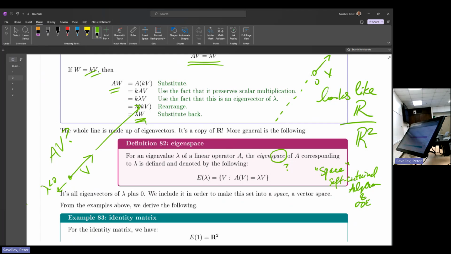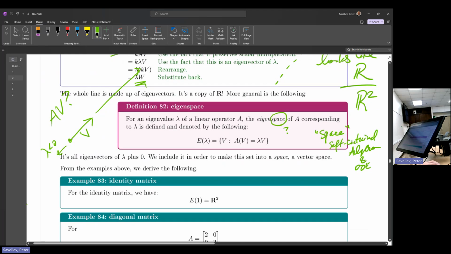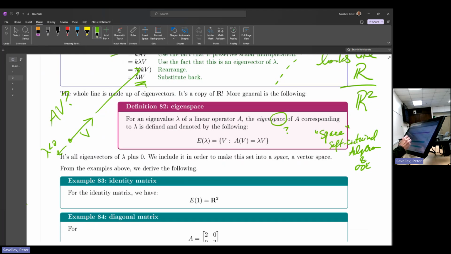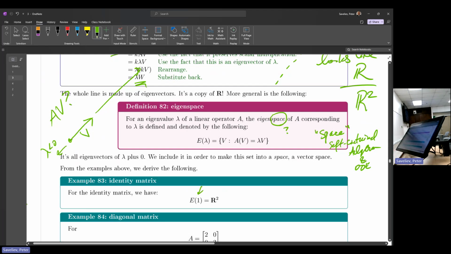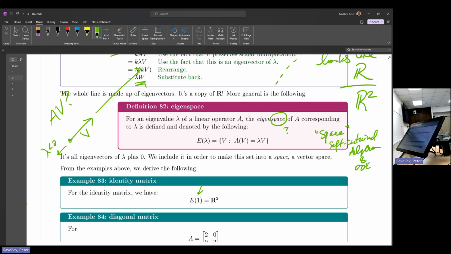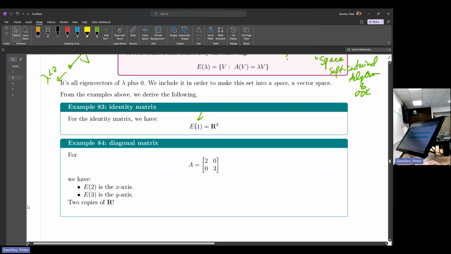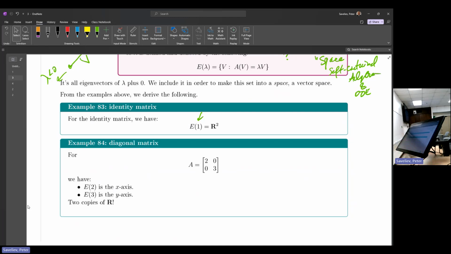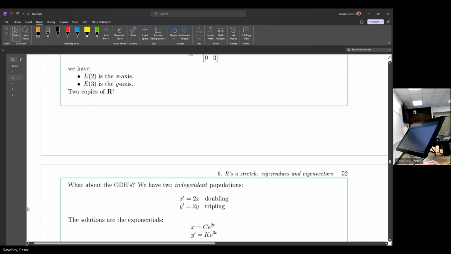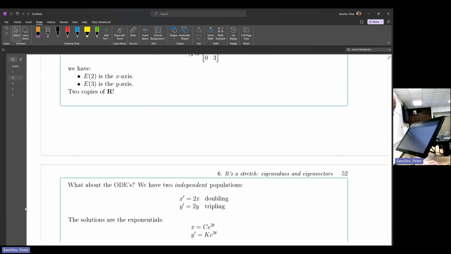within that space. Once again, if you have the identity matrix, the only eigenvalue is one, and then every vector is an eigenvector, so the eigenspace is the whole plane. Every vector, nothing happens to it. For the previous example, as we already analyzed, E2 is the x-axis, E3 is the y-axis. Two copies of the reals. As long as we decide on which eigenvalue we want, we're staying within one line or the other one.